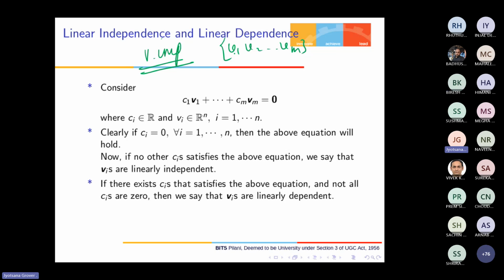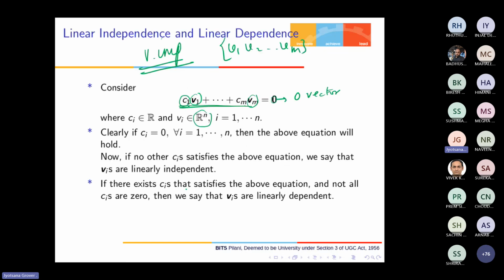You take some C1 V1, where C1 is some constant, a scalar. C1 V1 plus C2 V2 plus Cm Vm is equal to 0. Now this is the 0 vector, not a scalar 0, because V1 to Vm are n-dimensional vectors. If you take a linear combination, you will get a vector only, like we have done here.